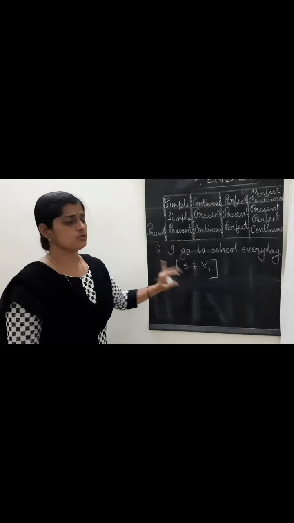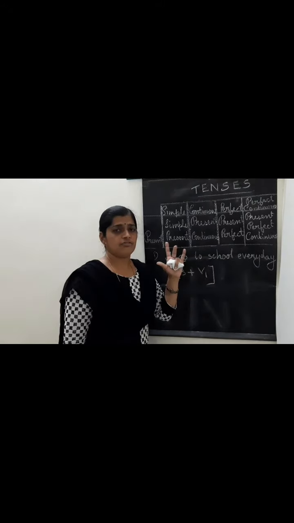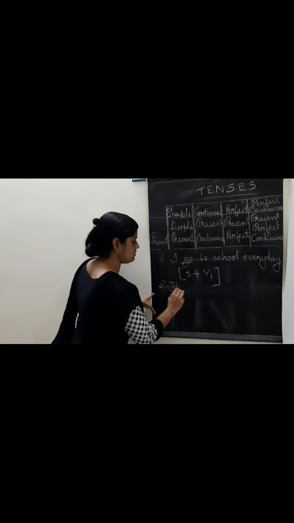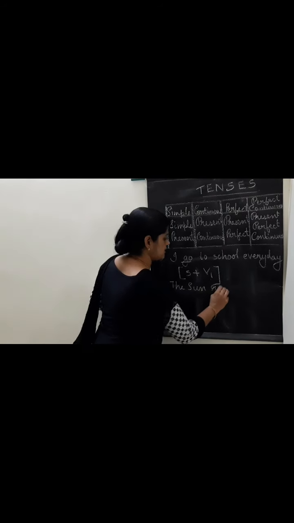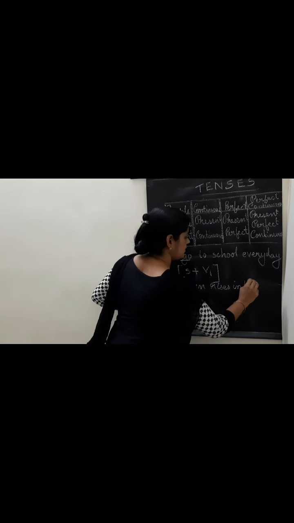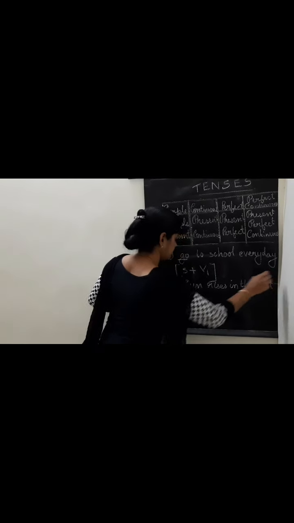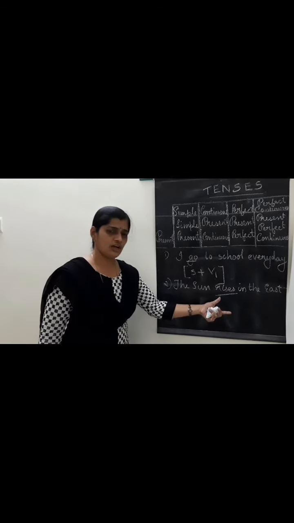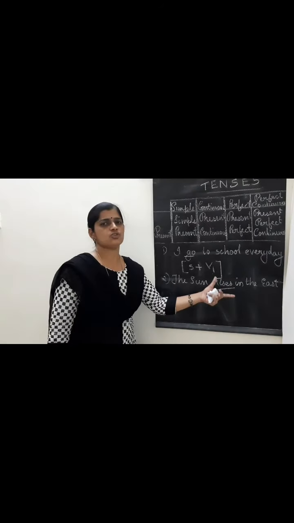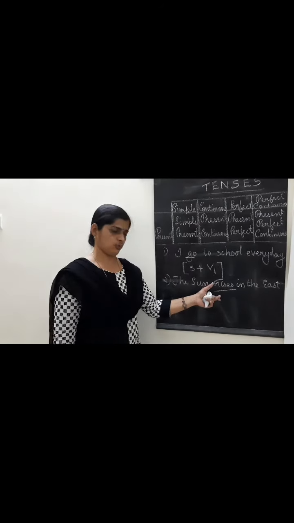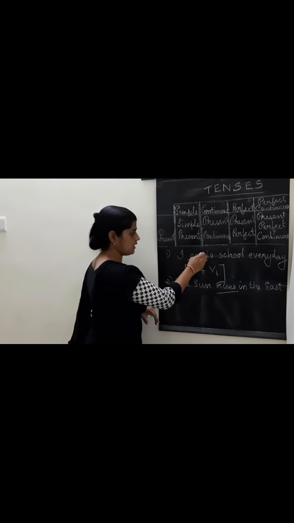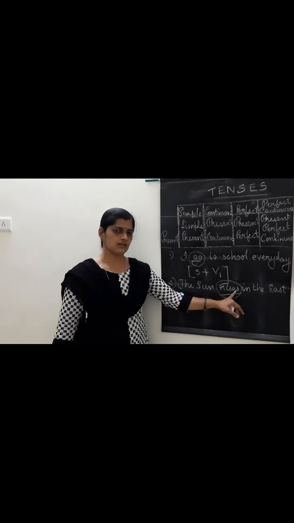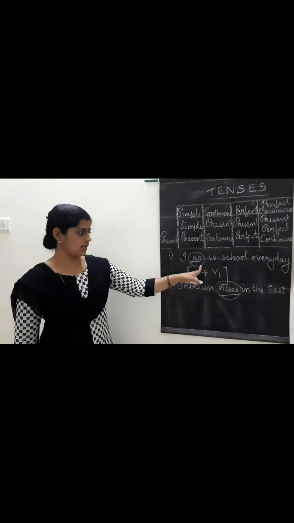It can also be used to refer to a fact or a universal truth. For example, a second example, the sun rises in the east. Here, you have used the V1 form, rises. Here you have used simple present to refer to a fact or a universal truth. And you might have noticed one thing. Here I have used go and here rises. Why haven't I used rise here, or why haven't I used goes here?